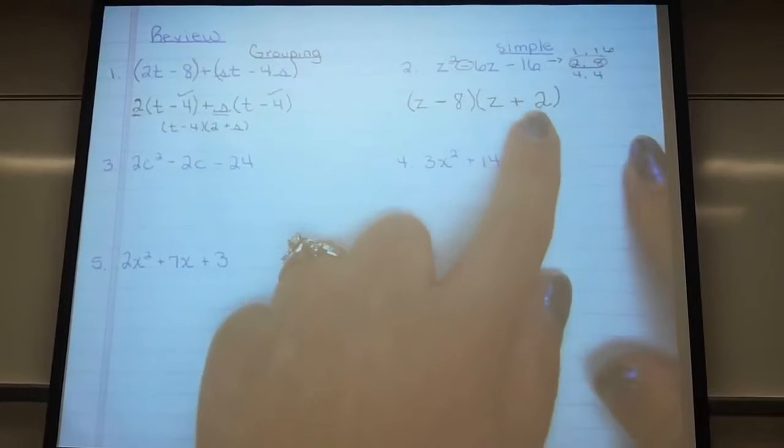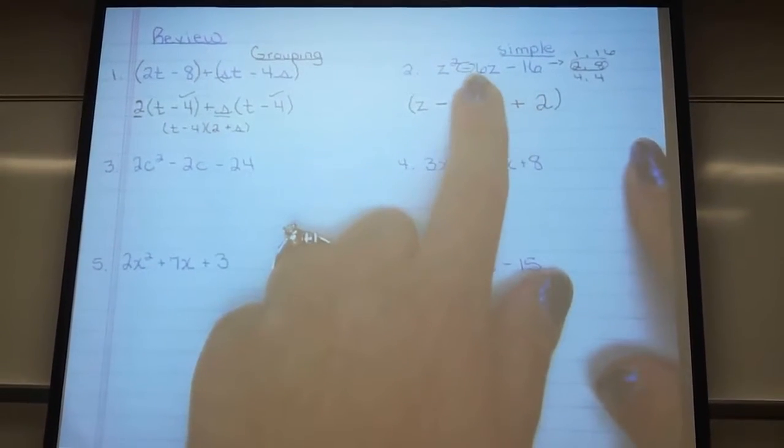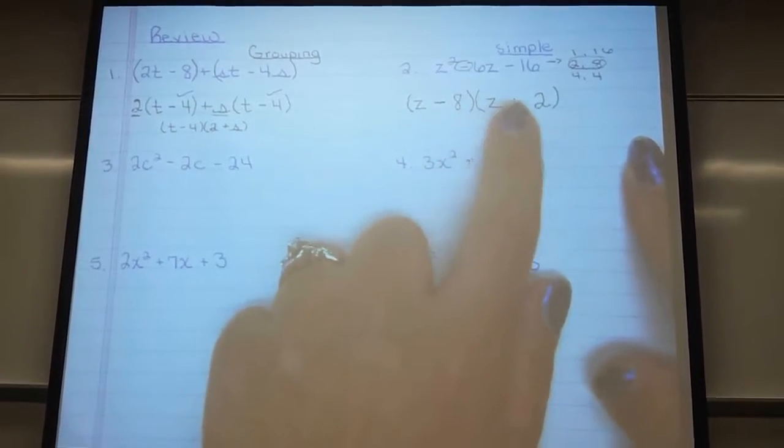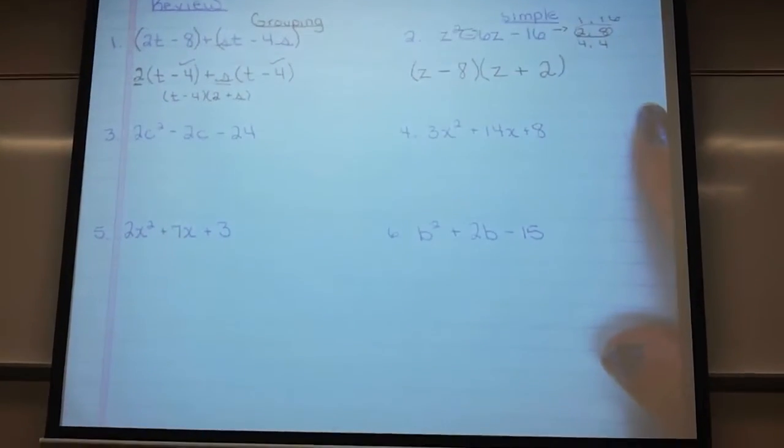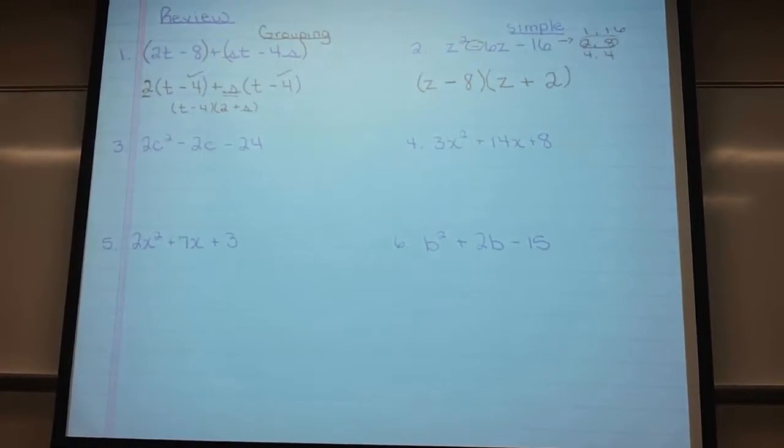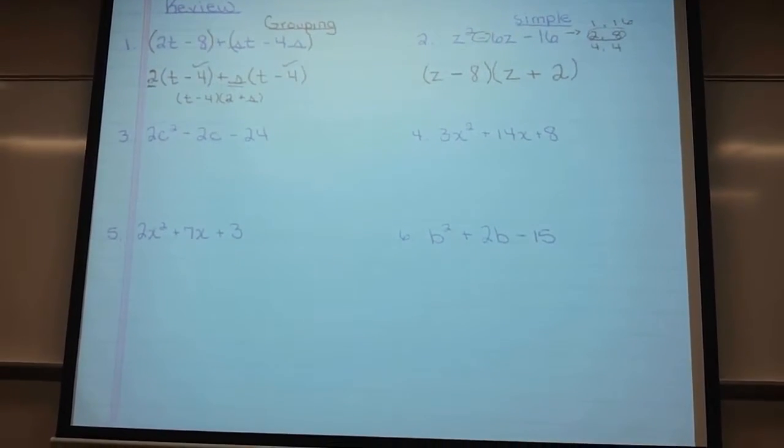Negative 8 plus 2 is negative 6. And negative 8 times 2 is negative 16. So they would check out. The bigger number gets the middle sign. Yep, if you have to subtract it.